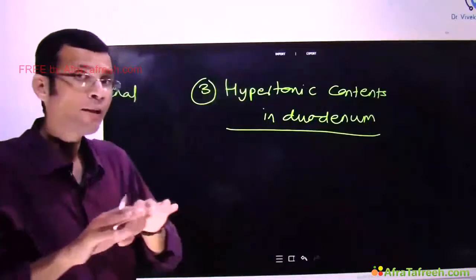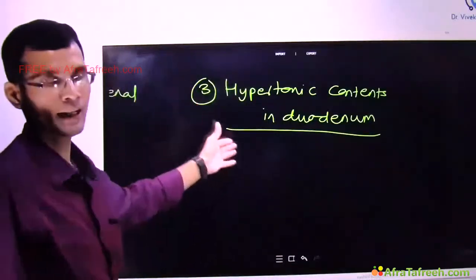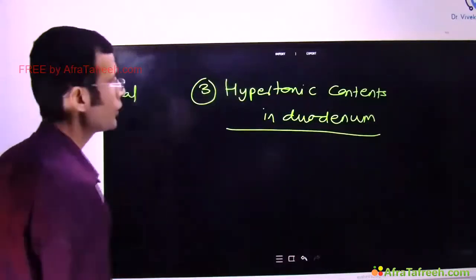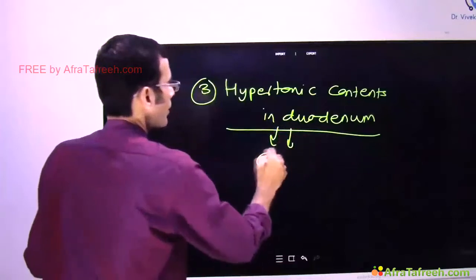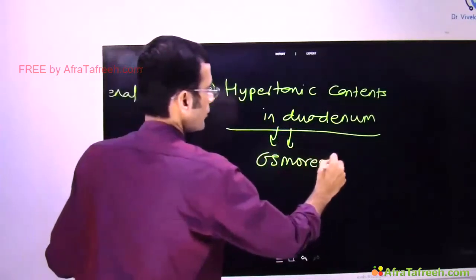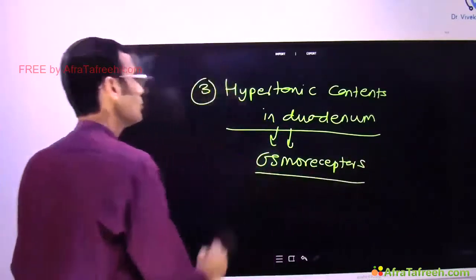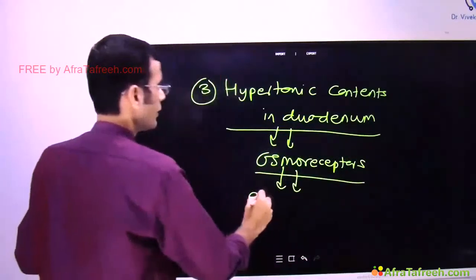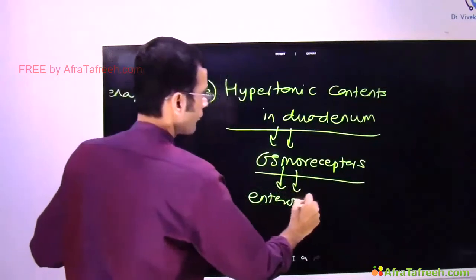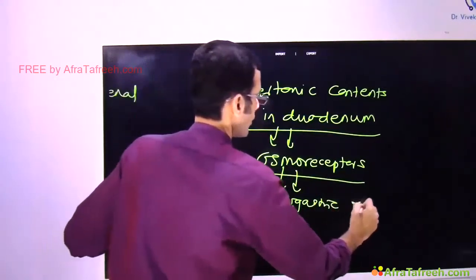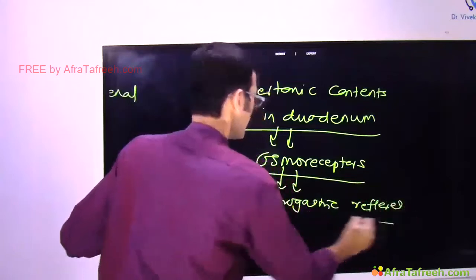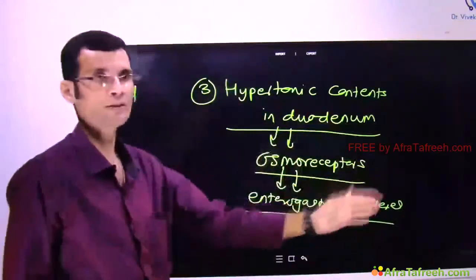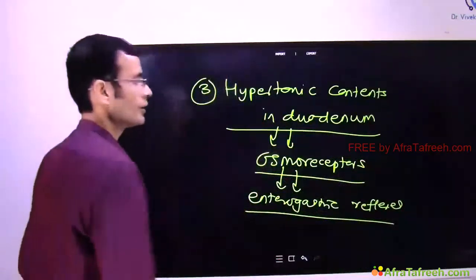Now that is prevented normally by this mechanism, prevention of gastric emptying. So when hypertonic contents reach the duodenum, there are osmoreceptors in the duodenal wall. These osmoreceptors in the duodenal wall will initiate the enterogastric reflexes after sensing the hypertonic contents. And from the duodenal wall to the stomach wall, the enterogastric reflexes will stop the further gastric emptying.